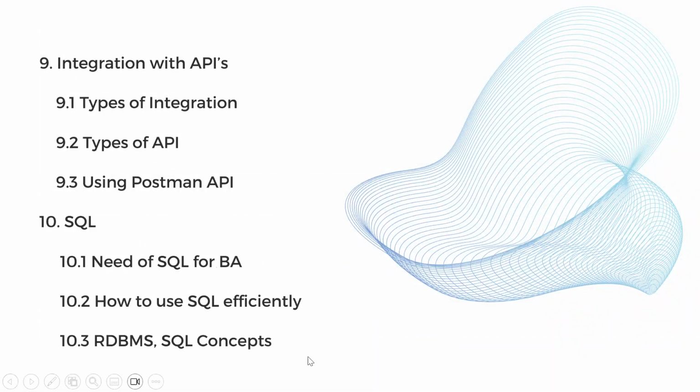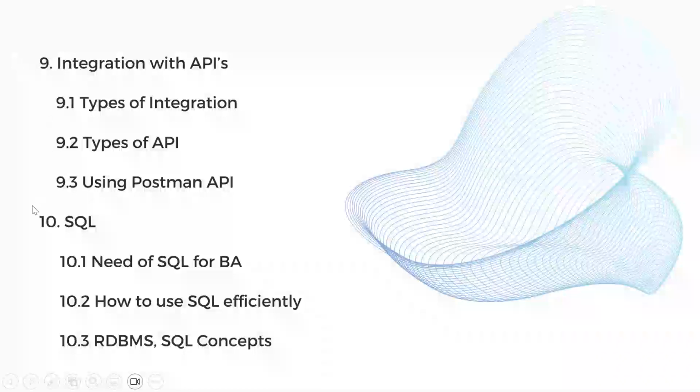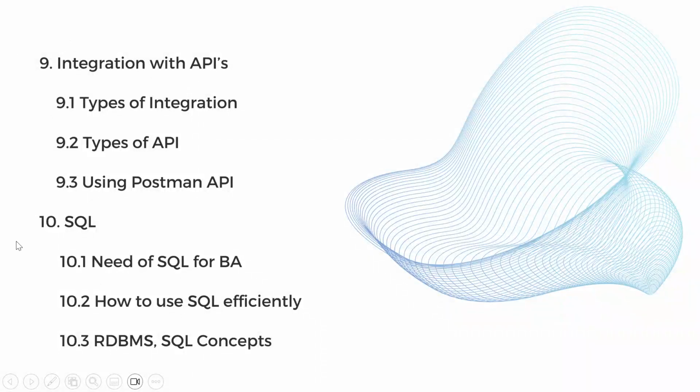And the next important thing for a technical business analyst or a technical product owner is sections 9 and 10, integration with APIs and SQL. These two are very important for those interested in technical product owner or technical business analyst roles, guys. API is nothing but an application programming interface. There are many types of API, like SOAP API and REST API. I will explain each one of them.